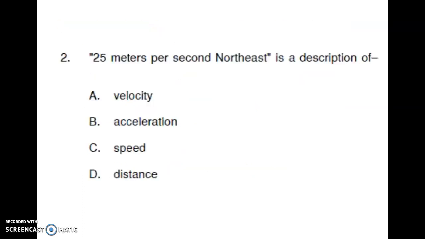Question 2. 25 meters per second northeast is a description of A. Velocity, B. Acceleration, C. Speed, D. Distance.